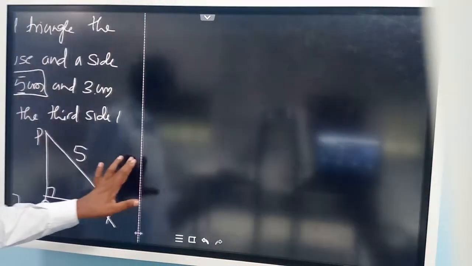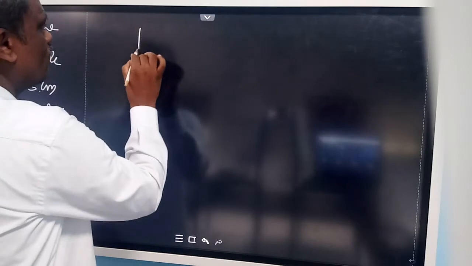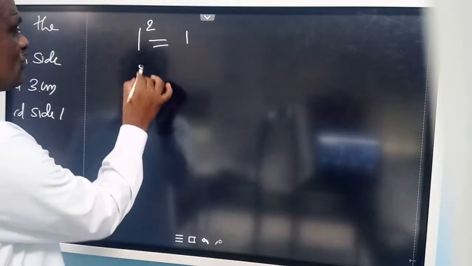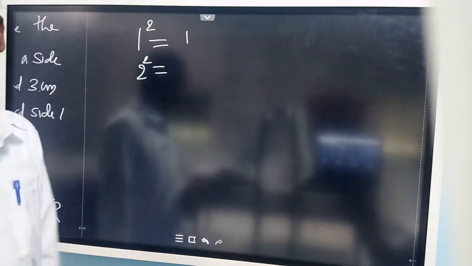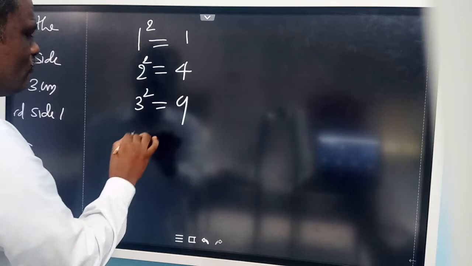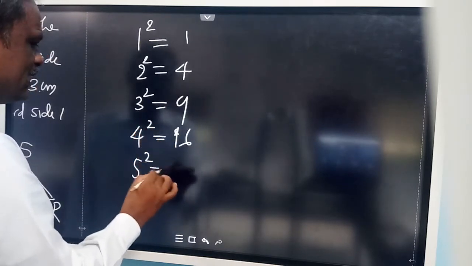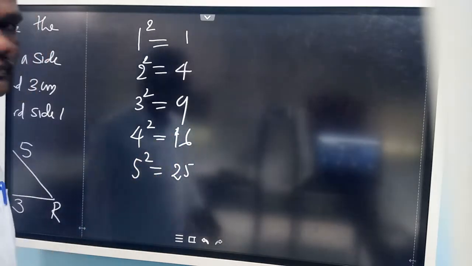I will write some more examples. Like this you can write so many examples. Suppose 1 square, you can write it as 1. If I write 2 square, it is 4. Then 3 square, it is 9. 4 square is 16. 5 square is 25. So these are all square numbers.